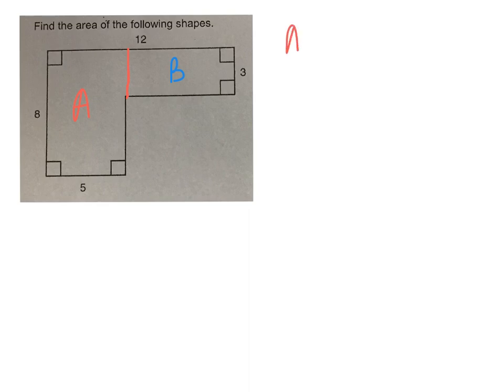So for rectangle A, it is a rectangle, so our formula is going to be the length times the width, or the base times the height. And for this one, you can see they actually already gave us right here, there's our height, and right here is our width, or our length and our width. Okay, so we're going to use the numbers 8 and 5 because that's showing us that whole side that we're trying to look at. So I'm going to do 8 times 5, which is 40.